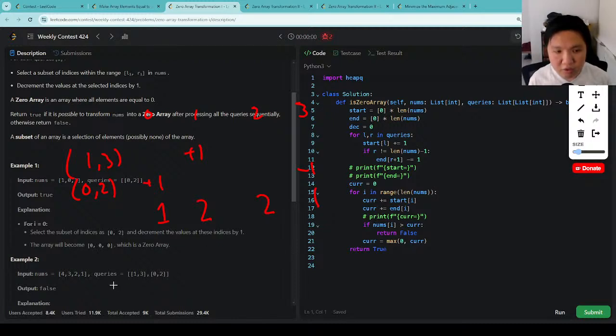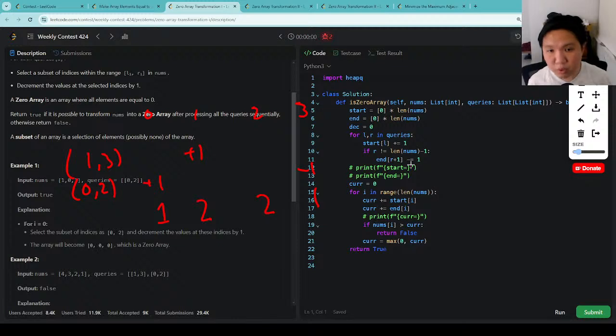So your queries will basically decrease index 0 by 1, index 1 by 2, index 2 by 2, index 3 by 1. So this is faster. This is much, much faster because this is essentially doing a prefix sum calculation instead of doing O(n) squared calculation. Yeah, because each query you just calculate the beginning and end.